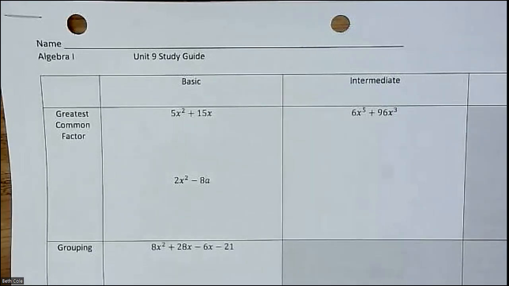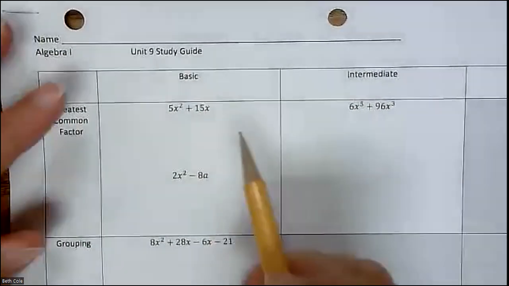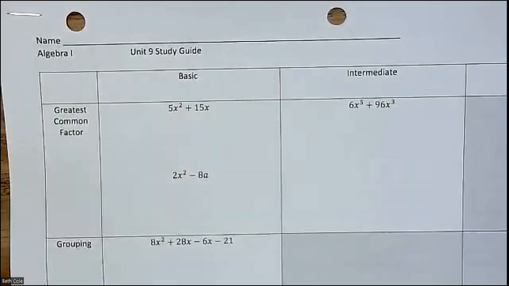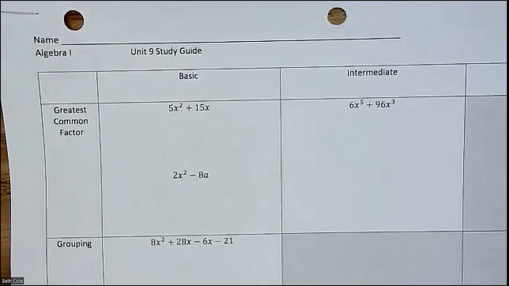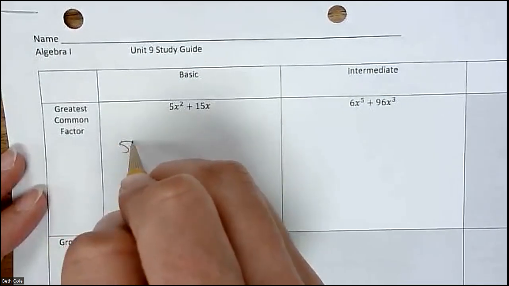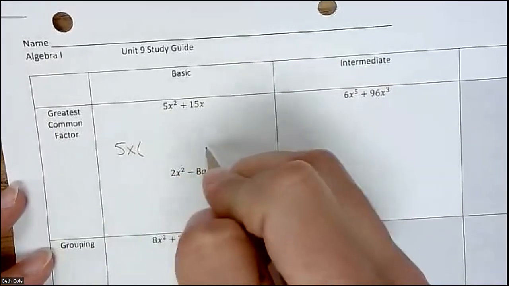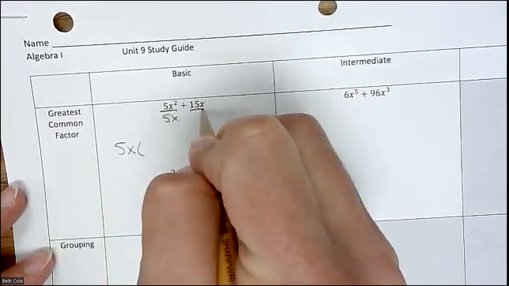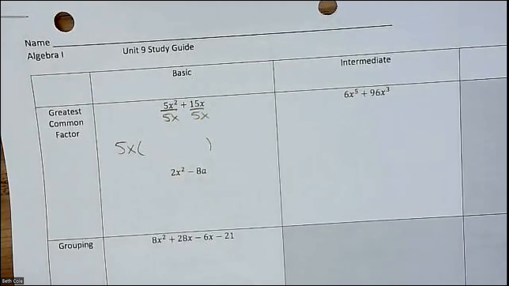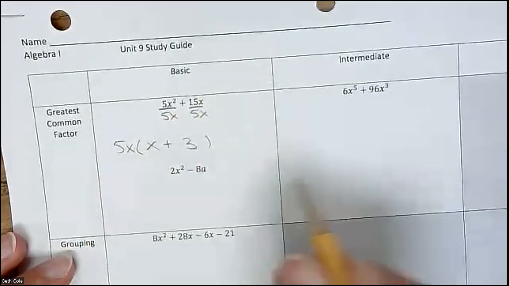All right, so our first type of factoring was greatest common factor. We'll just do this first one. If there's more than one in a section, we'll just do the first one. So what can you divide out of both of those terms? 5 and x. Good. So put a 5x, put a parenthesis, and we're going to divide them both by 5x. And then you're just going to put what's left, x plus 3. Good.